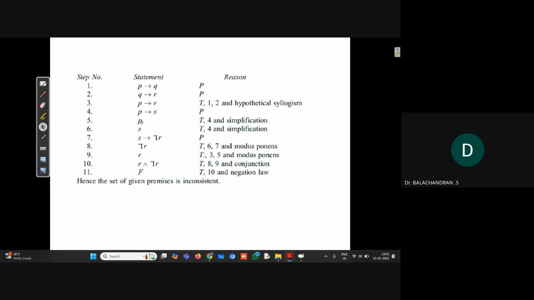So P comma P implies R. P comma P implies R is what? R. Okay, P comma P implies R is R. Good. Now R and negation R is what? False. Here, the fourth step, remove this one, write P and S.